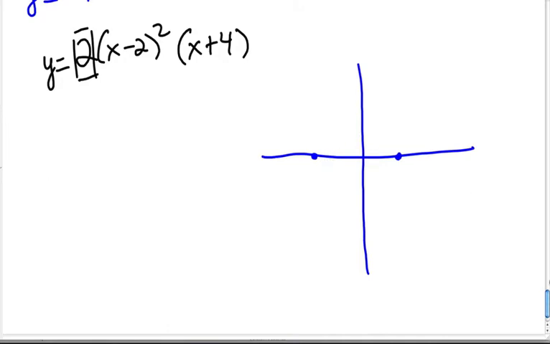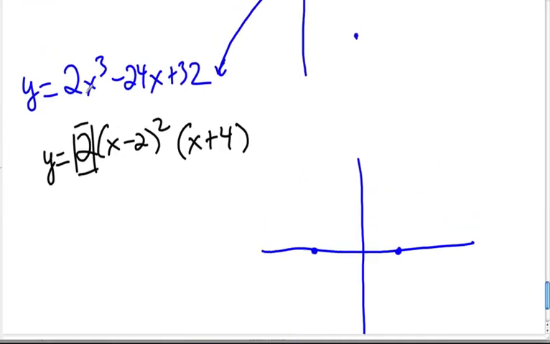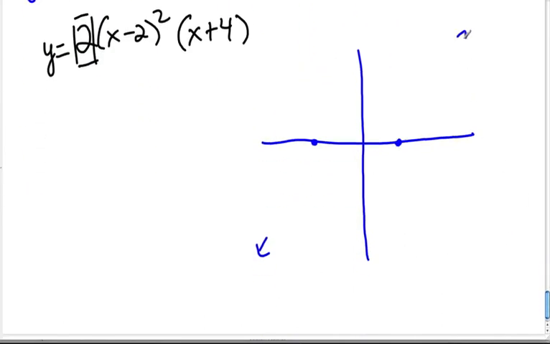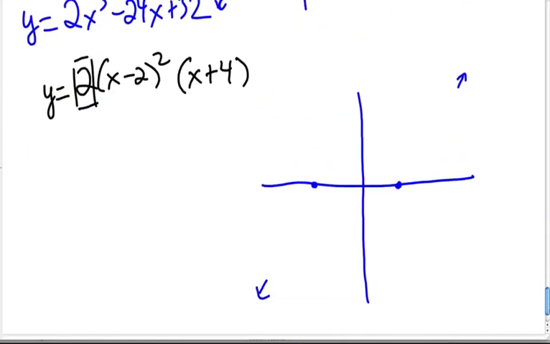Now we got to find the end behavior of the graph. In order to do that, negative 100, the same thing we've always done, negative 100. Still it's going to be a negative number, so it's going to start down there. And then positive, it's going to end up there. So now we got to figure this out.